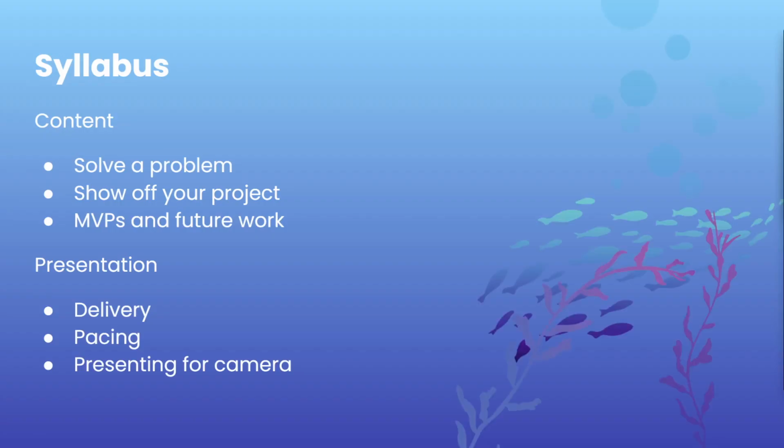So today for our syllabus for our workshop content, it'll go a bit like this. We'll talk about two main topics, that is our content and our presentation. For our content, I'm going to be going over three main ideas, which is solving a problem, showing off your project, and MVPs, minimum viable products, and future work. And for presentation, I will talk a little bit about delivery, about pacing, and about presenting for camera, because this year vhHacks 2021 is taking place online, and so I'll just give a couple of tips and pointers on how to make a more engaging presentation for camera.